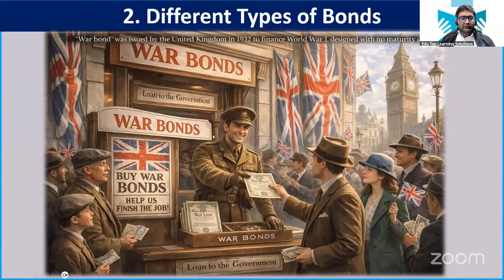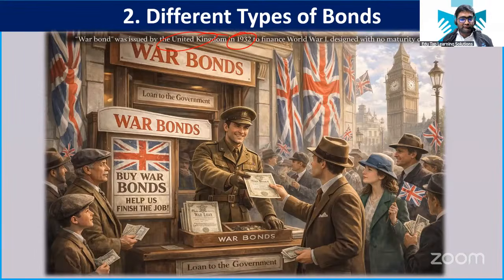So there's this example given in United Kingdom, 1932. Perpetual bonds were issued by the central government, wherein they called all the people to please invest in these perpetual bonds, so that whatever wars are going on, these wars can be funded.